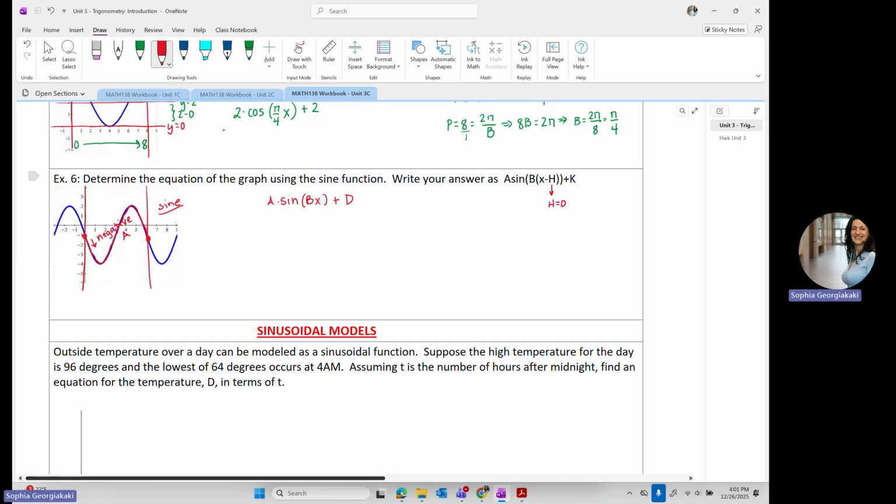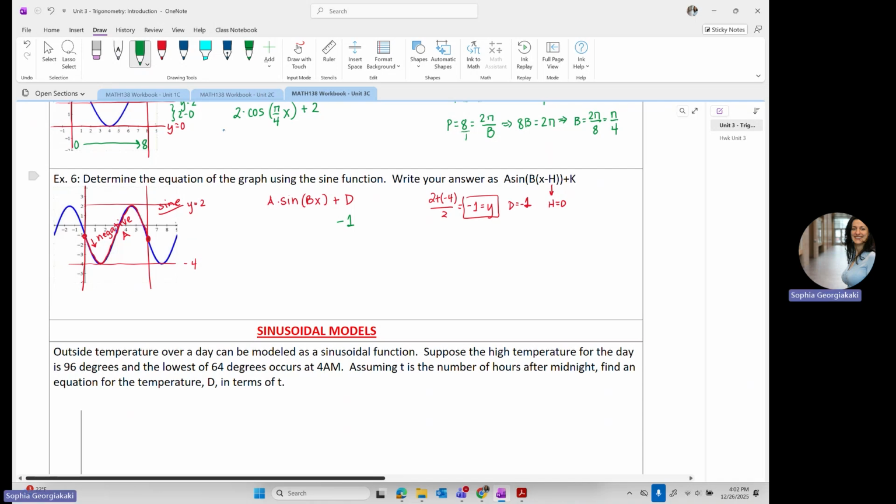So what is my midline? The highest point is 2. The lowest point is -4. 2 plus -4 divided by 2 is -1. That's the midline. And therefore, D is equal to -1. So -1 here.